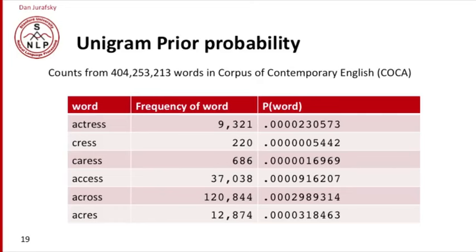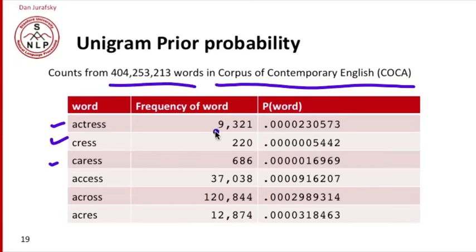So let's look at an example of a language model. Here I've picked just a very simple unigram. In this case, we've computed the unigram from the Corpus of Contemporary English, one of many possible corpora. And here are some counts of the different possible candidates: actress, cress, caress, and so on. Here's their frequency, and normalized by the total number of words, we get a probability. Here's the total number of words. Normalizing this count by the total count, we get probabilities. So here are the probabilities of words assigned by a unigram language model.